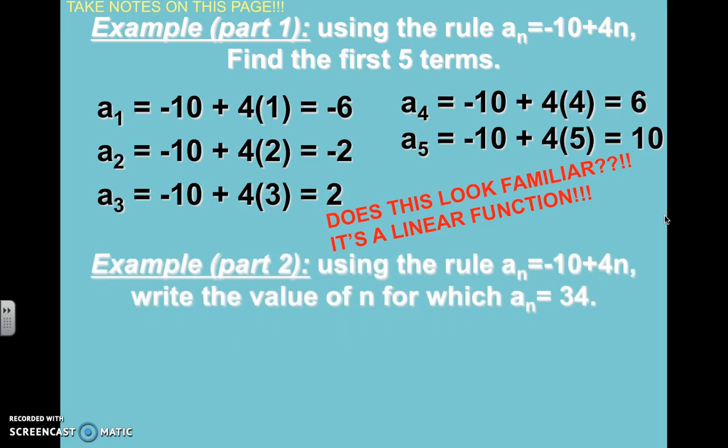Part 2 of the example is using the same rule. Write the value of n for which a sub n is 34. So we're going to change a sub n to 34. So that looks like this. 34 equals negative 10 plus 4n. And then you just solve for n. Add 10 to both sides. So 44 is 4n. Divide by 4, and n is 11. So you can figure out where in the sequence 34 should fall. 34 should be the 11th term in the sequence if you continued the pattern.